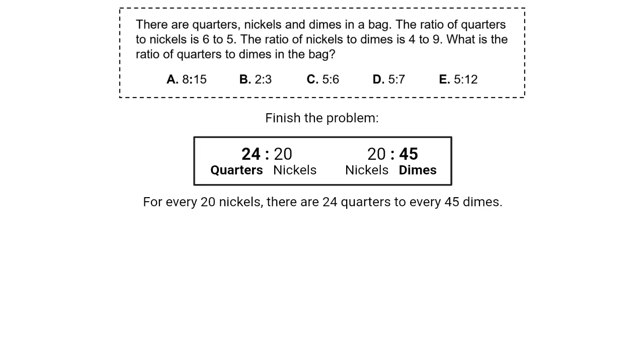So let's go ahead and finish solving this problem. So there's 24 quarters to every 20 nickels, and there's 20 nickels to every 45 dimes. So now that we have the same amount of nickels, it's easier to compare the quarters and the dimes. And so for every 20 nickels, we have 24 quarters to every 45 dimes. So therefore, the ratio of quarters to dimes is 24 to 45.